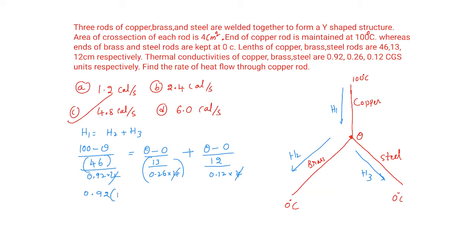0.92 into 100 minus theta divided by 46 is equal to theta by 13 into 0.26 plus 0.12 into theta divided by 12. From this you will get the theta value. What is the theta value? 40 degrees centigrade. All of you got this. Theta should be 40 degrees centigrade.